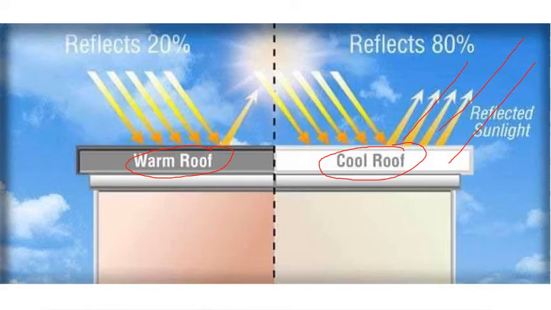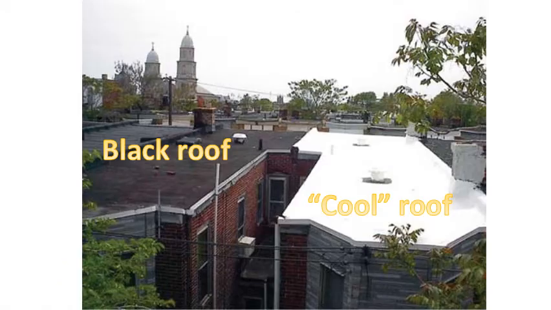Here you can see the difference between a black roof or a traditional roof and a cool roof. These buildings were built at the same time. The cool roof just had the extra material put on top of it that's now white.